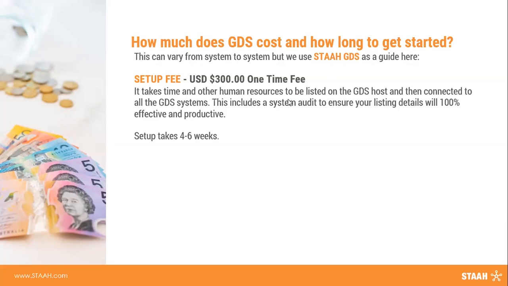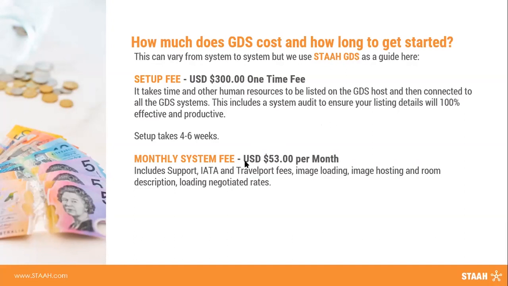It takes time and other human resources to be listed on the GDS host and then connected to all the GDS systems. This includes an audit to ensure your listing details will be 100% effective and productive before we go live. The setup, depending on a number of components, will take 4 to 6 weeks. So you can't just sign up today and be live on the GDS tomorrow, but the STAAH GDS team take you through all that process and keep you updated as the weeks transpire and what is happening with the going live progress.